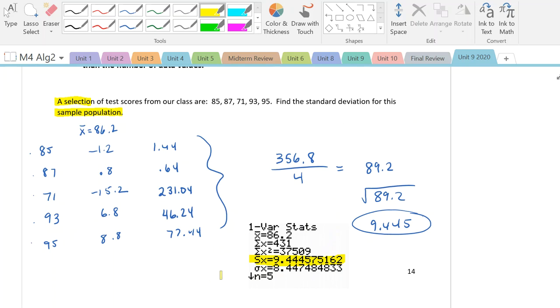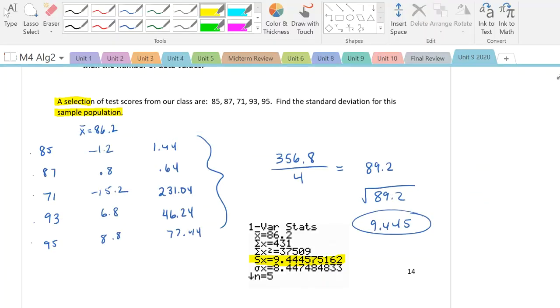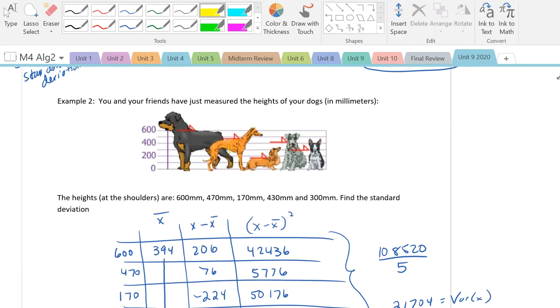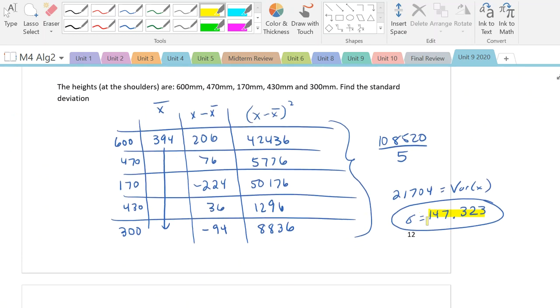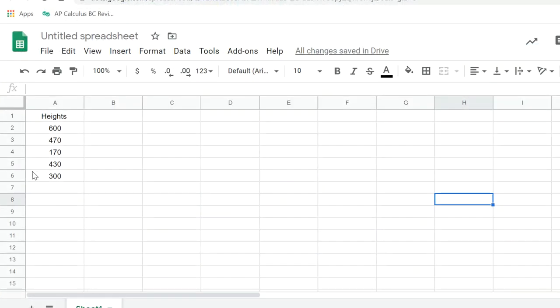So I also wanted to show how to do this in a spreadsheet program. You could do this in Excel. You could also do it in Google Sheets. So in Google Sheets, I'm going to take the dogs from earlier, because that picture is just adorable. So you and your friends have just measured the heights of your dogs. We had calculated the standard deviation to be 147.323. We already did this problem, but I'm going to just do it in the spreadsheet as well. So you can see my spreadsheet. I have the heights of my dogs.